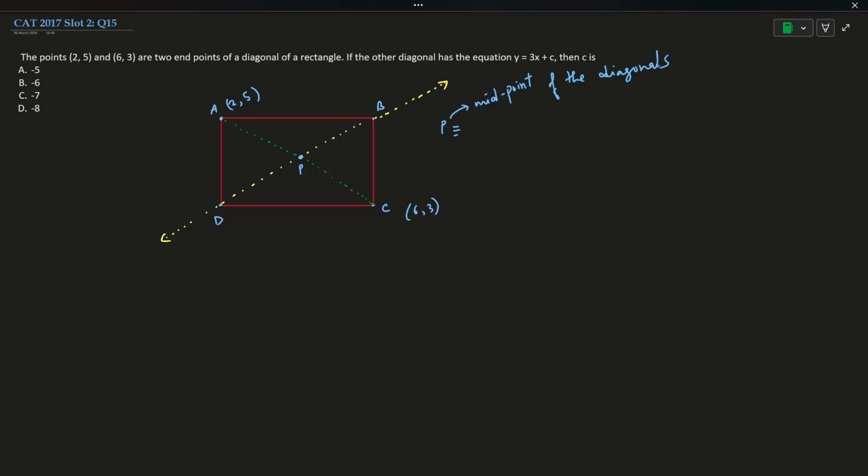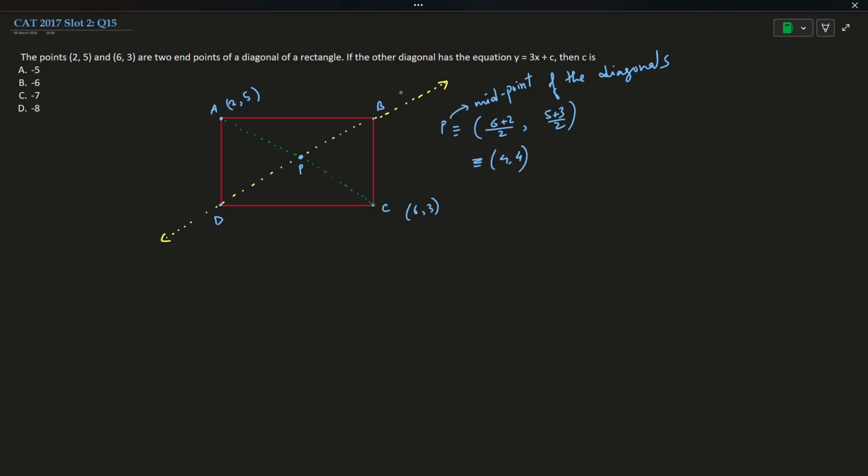This is a property of a rectangle, that the diagonals intersect each other, or bisect each other. So what will be P? P will be ((6 + 2)/2, (5 + 3)/2). So this will become (4, 4).